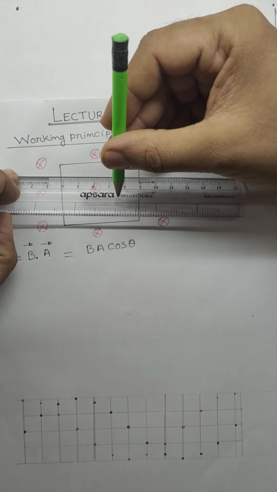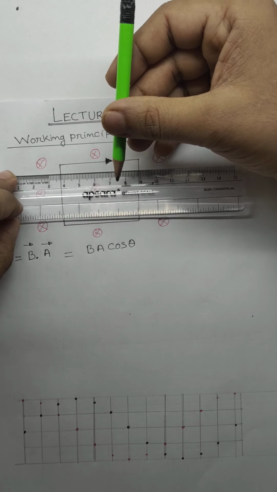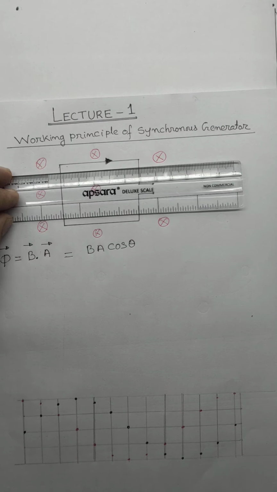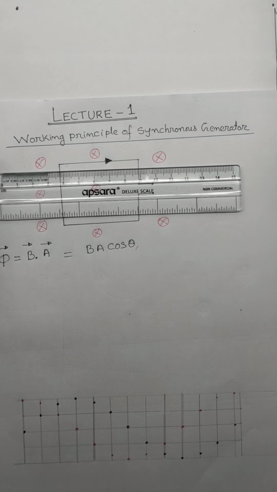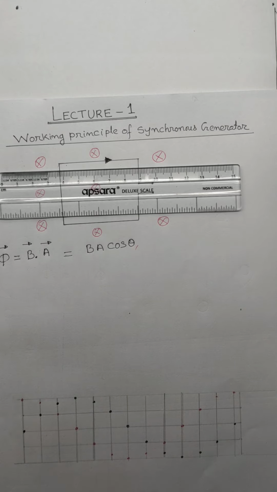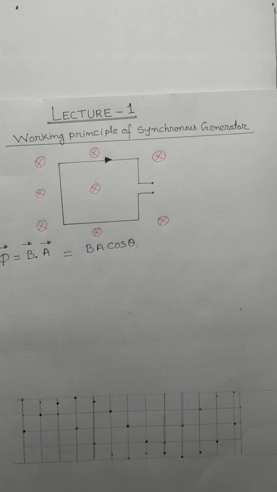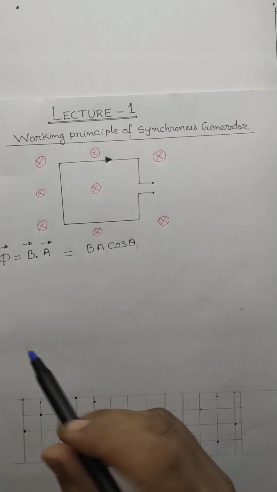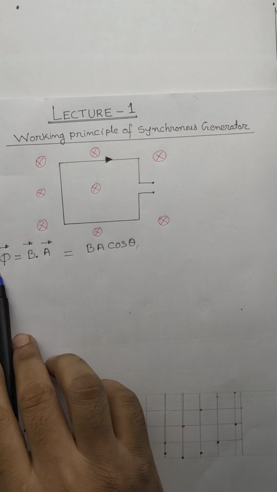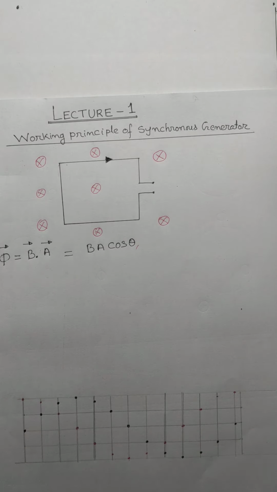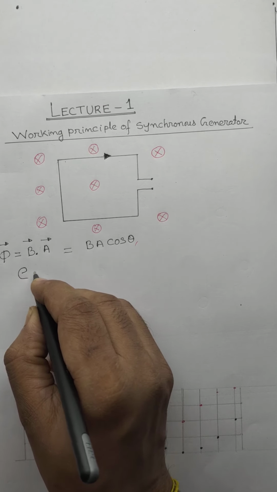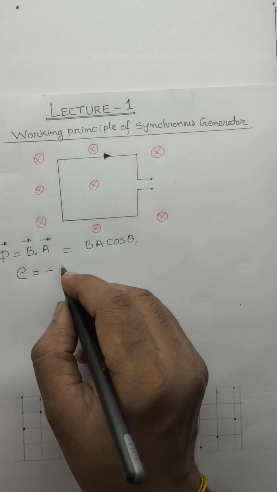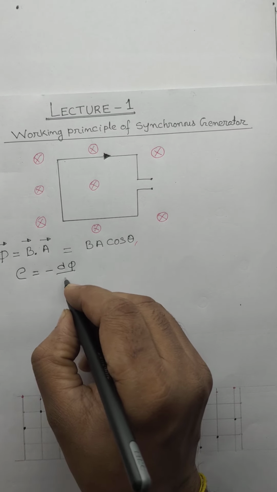So when the conductor rotates in a uniform magnetic field, the area remains the same, the flux density remains the same. What changes is this theta. As a result of this change of theta, the flux linkage with the coil changes. That is, this phi, which is the dot product of B and A, changes. So the flux is given by BA cos theta, and we all know that from Faraday's law of electromagnetic induction, the induced EMF E is equal to minus d phi by dt.